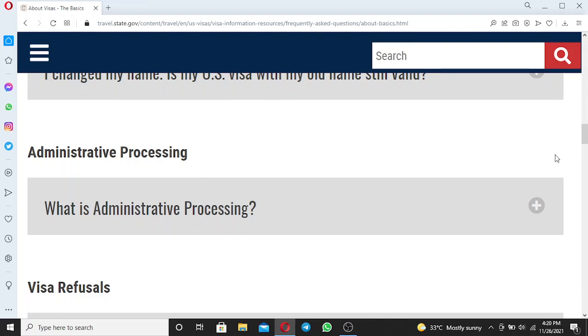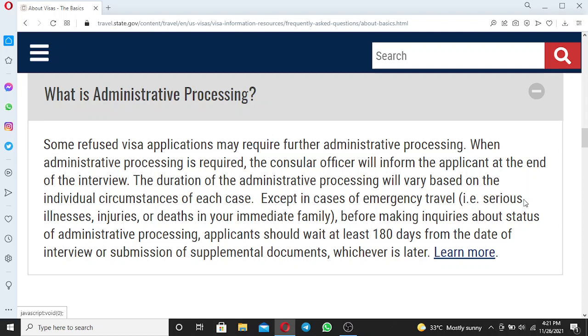Also, there is this issue that you are going to the interview for the US visa and you have been issued some paper, and the paper states that your case is on administrative processing. What does administrative processing mean? Some refused visa applications may require further administrative processing. When administrative processing is required, the consular officer will inform the applicant at the end of the interview.